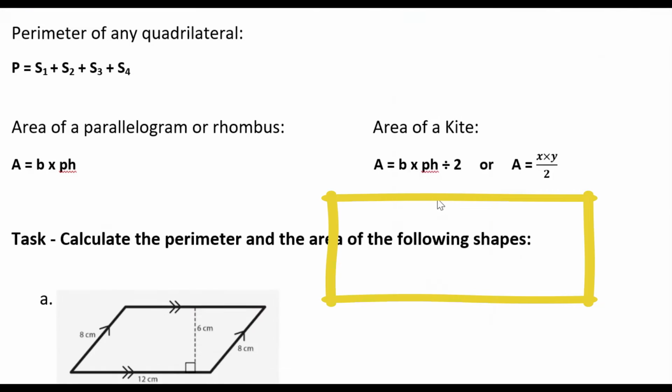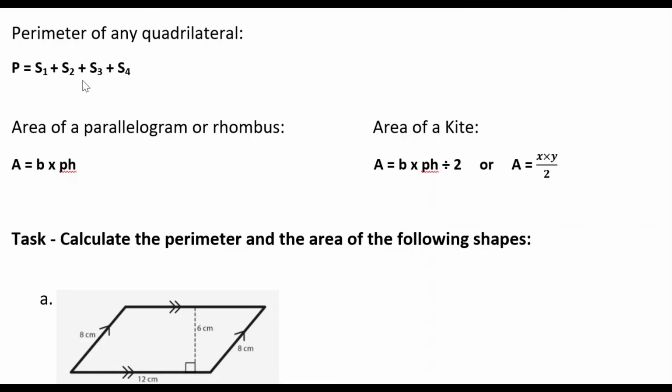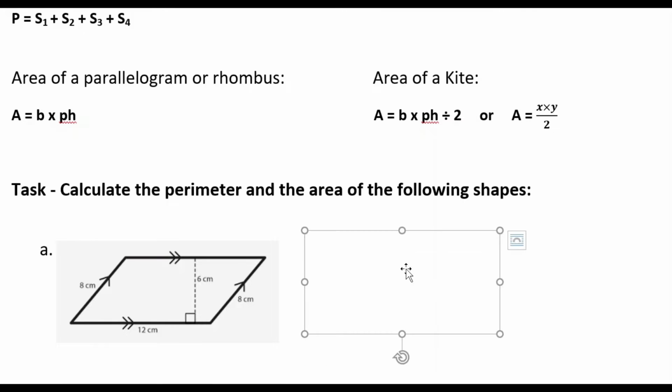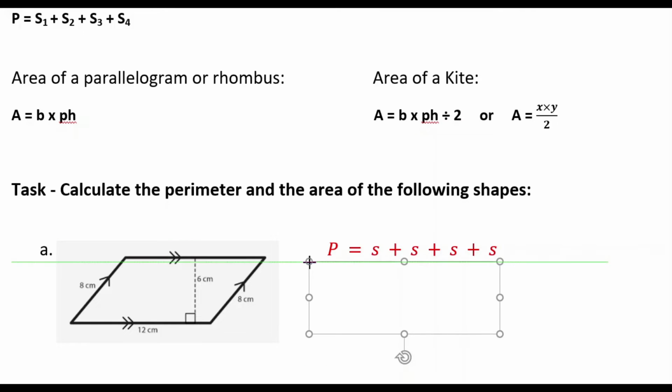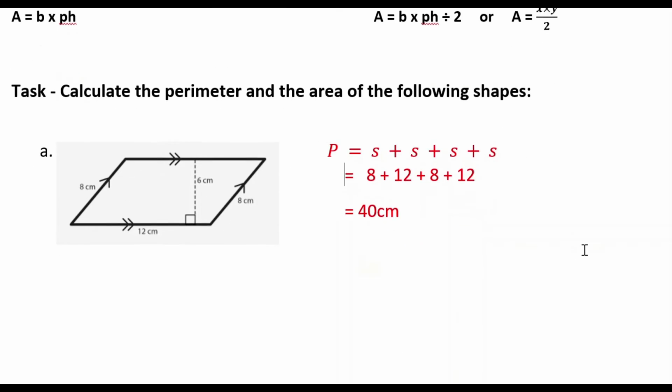So our task today is to calculate the perimeter and area of the following shapes. First one looks like a parallelogram. Well, perimeter formula is up here, and the area formula is base times perpendicular height. Let's start with perimeter. We're going to add the sides together, so we'll just show our formula like that. Think about a person starting, say here, walking 8, then 12, then 8, then 12. All we need to do is add the four sides together to get a final answer of 40.